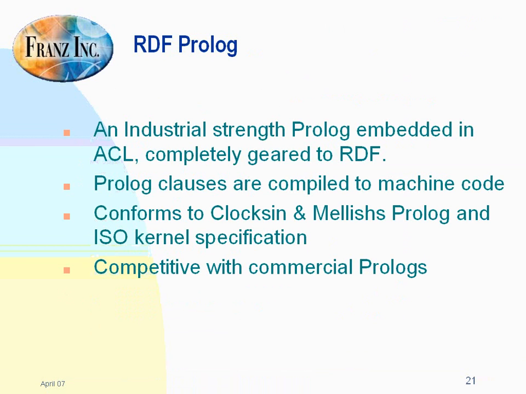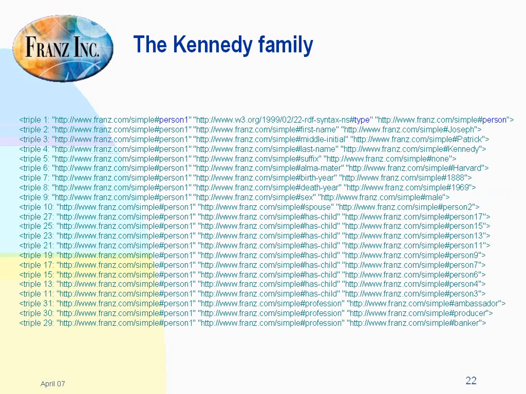One way to get information out of the triple store is the prologue. As a matter of fact, I just read a wonderful blog about RDF where someone said, I never really understood how RDF worked until I read a prologue book, and then I instantly got what you can do with RDF. But that is a side note. Anyway, we have a prologue that is embedded in ACL. It's completely compiled down to machine code, so it's very, very efficient. And it conforms to the ISO standard and the Clocksin and Mellish prologue. And it's compatible with the commercial prologues.